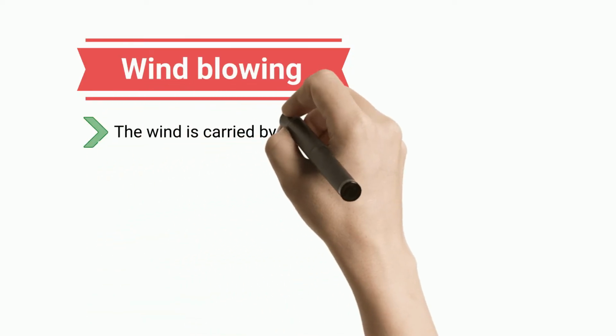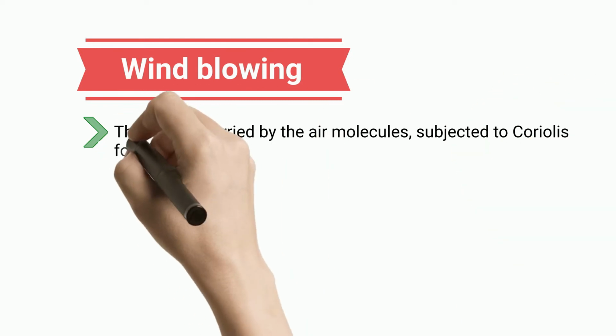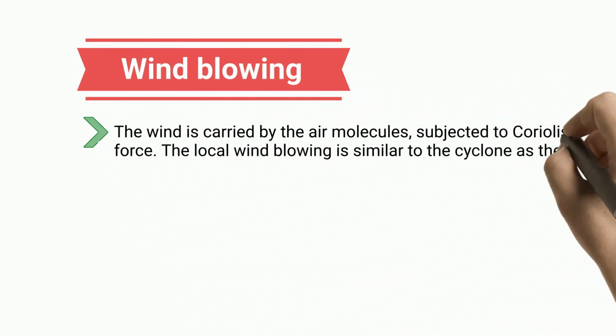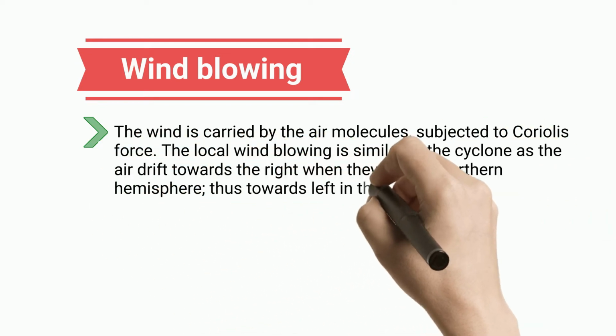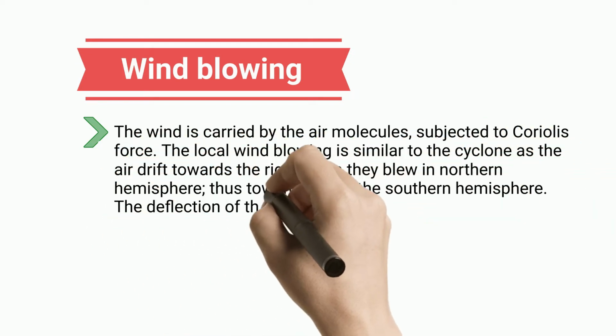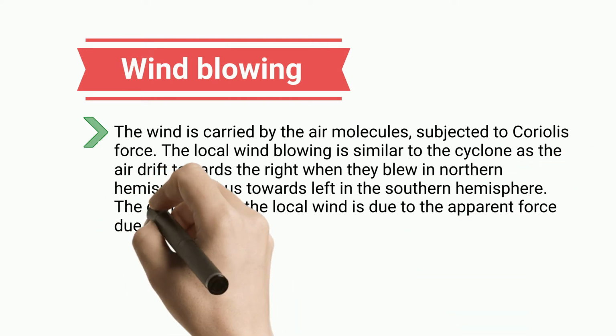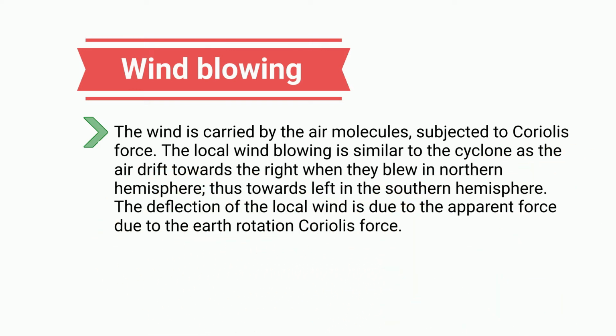Wind blowing. The wind is carried by the air molecules, subjected to Coriolis force. The local wind blowing is similar to the cyclone as the air drifts towards the right when blowing in the northern hemisphere, and thus towards the left in the southern hemisphere. The deflection of the local wind is due to the apparent force due to the Earth's rotation, the Coriolis force.